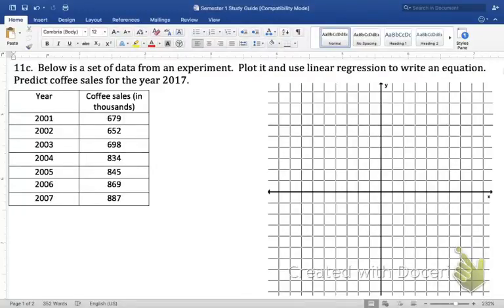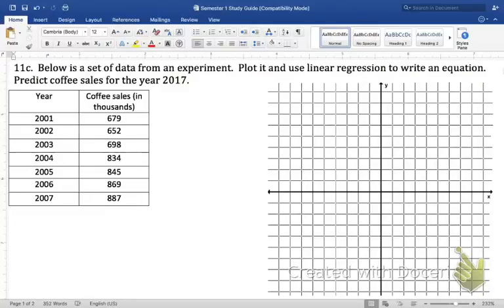Okay, this is problem 11C from the Algebra 1, Semester 1 study guide. We're going to use linear regression to write an equation that best fits this set of data here. So first thing I'm going to do is find the balance point.